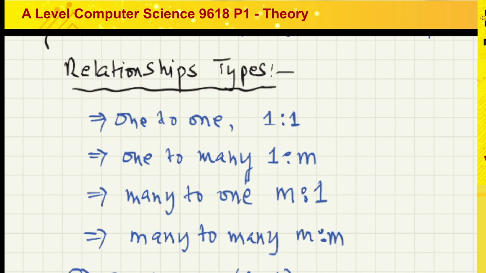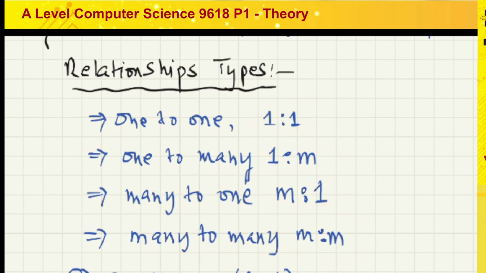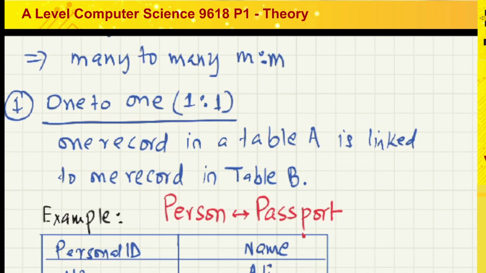Okay, so the relationships and their types. There are four types of relationships: one-to-one, one-to-many, many-to-one, and many-to-many. They can be written like one-to-one, one-to-many, many-to-one, and many-to-many. Before we move into representing these relationships in the form of ERDs, I'm going to give a little detail about these kinds of relationships. Let's see the one-to-one relationship.